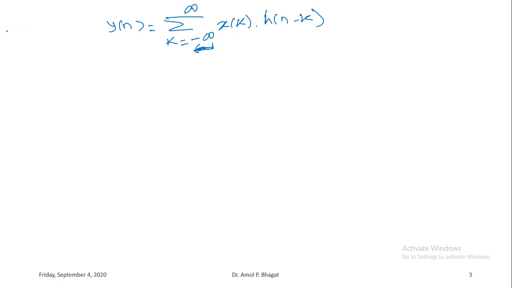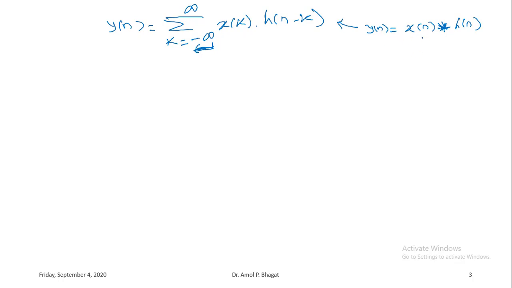So the convolution operation, that is convolution of x of n with h of n, is represented as y of n is equals to x of n star h of n. Star is the operator used for indicating the convolution operation, x of n convolved with h of n. And with formula it can be represented like this.